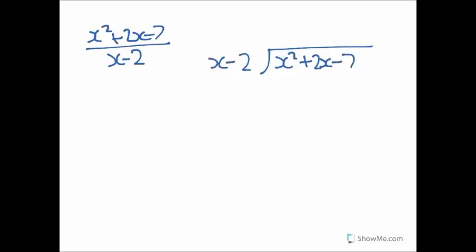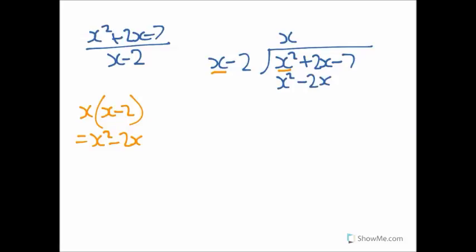Okay, and then our first step is to divide the first term of the dividend by the first term of the divisor. So x squared divided by x gives you x. So I'm going to write x on top in the quotient here. And now, on the side, I'm going to multiply x by the divisor. And I see that this gives me x squared minus 2x.